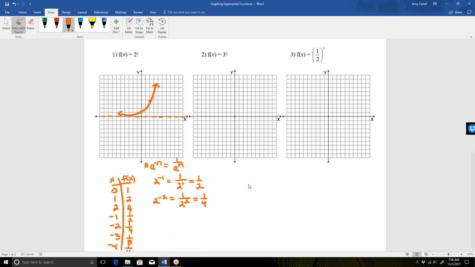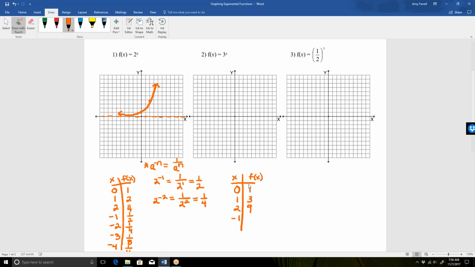Okay, now let's look at 3 to the x. We're going to see that this graph is going to look very similar to the one we just made. The only difference is it is going to increase just a little bit faster than our previous graph. So if I plug in 0 for x, 3 to the 0 power is 1. Anything to the 0 power is 1. 3 to the first is 3, and 3 to the second power is 9.